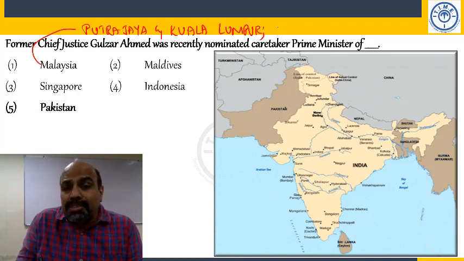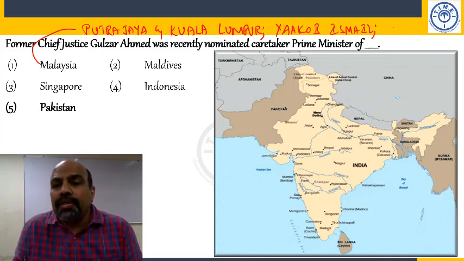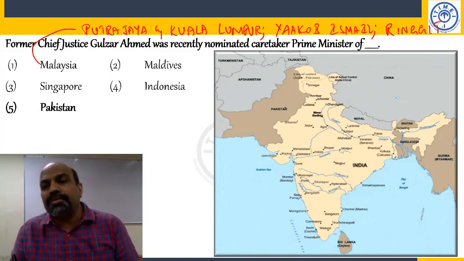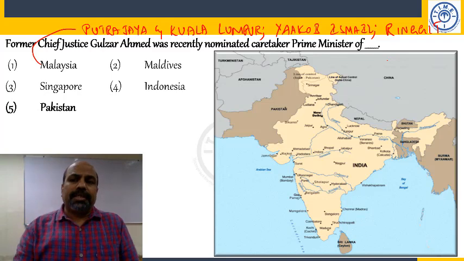Then you have the Prime Minister there, Ismail Sabri, but you write this enough here. And the currency is ringgit. So the currency is ringgit.